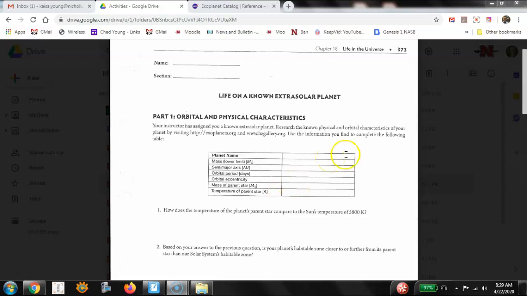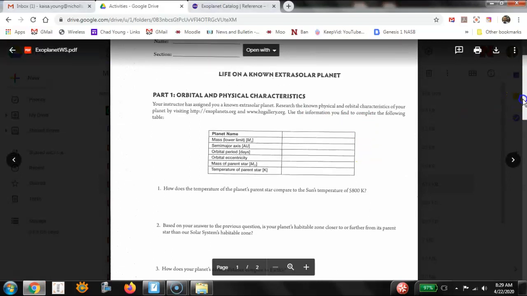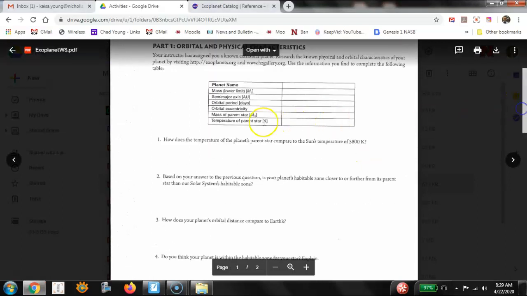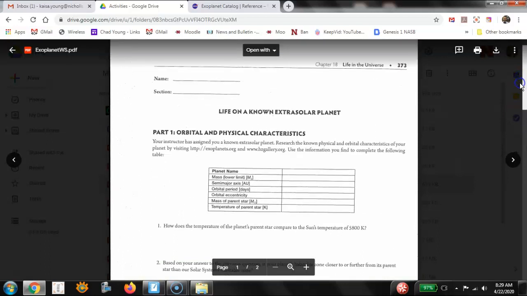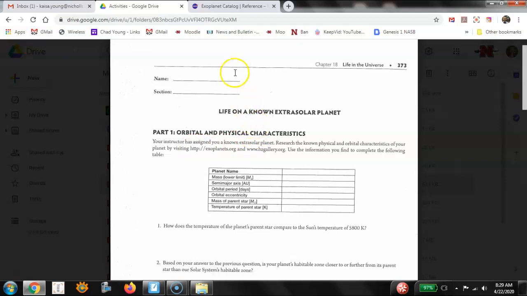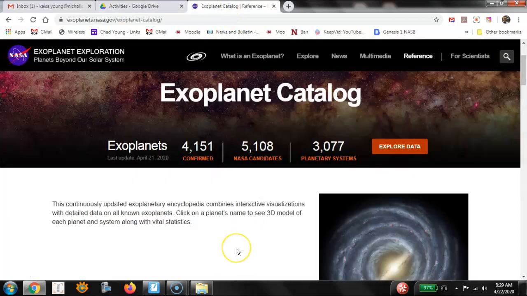Okay, so you'll have this worksheet, but actually I will put these questions on Moodle, so it'll be like a Moodle quiz like we've done with the previous lecture tutorials. So you'll have this worksheet, and you'll have the Moodle quiz to answer the questions. It says here to go pick a planet at exoplanet.org, or this is another good one, exoplanets.nasa.gov.